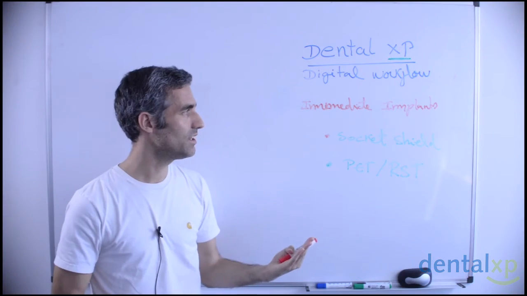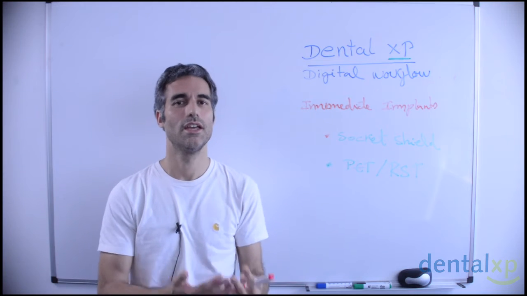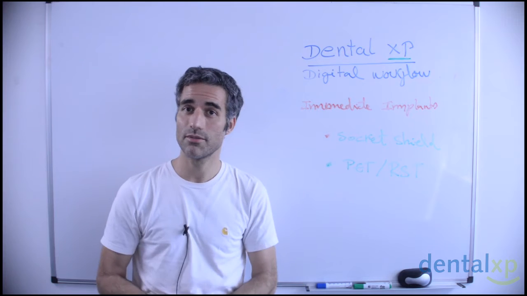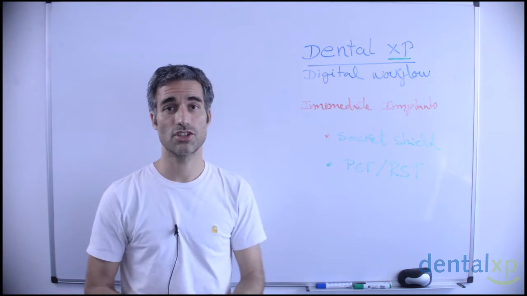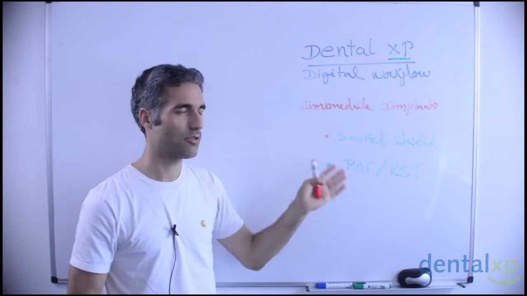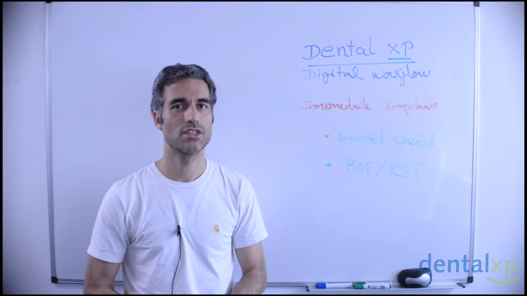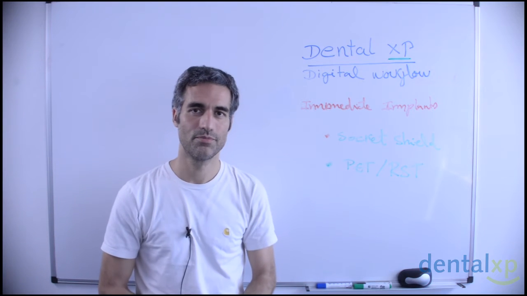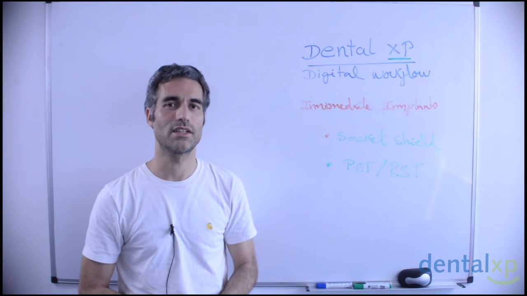And now we are going to see cases about immediate implants immediately restored, but with a digital protocol. We are going to see how we do socket shield with digital impressions and what the advantages of using digital impressions are when we do a socket shield. And also we are going to see some cases about the PET or RCT technique, the root submergence technique, that was the father of the socket shield technique. So let's get deep into these topics.